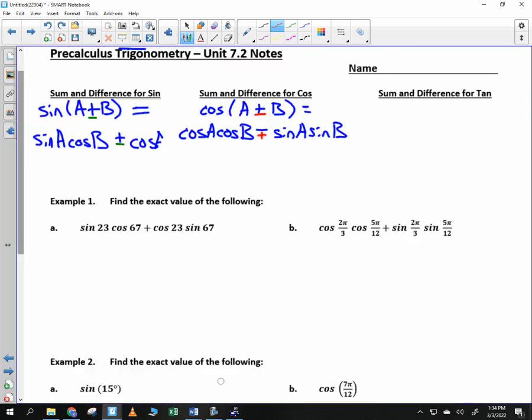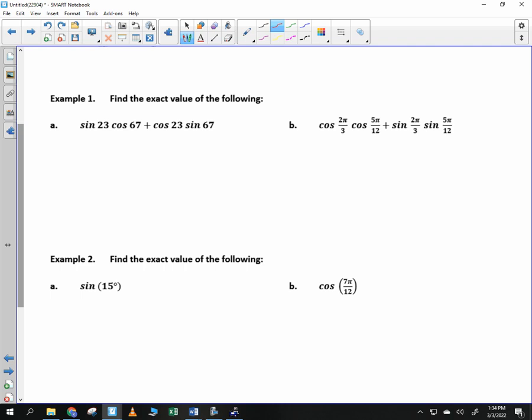So we come back to this piece, and we're going to try example 1. It says, find the exact value of the following. Exact value, meaning no estimation. Sine of 23 times the cosine of 67 plus the cosine of 23 sine of 67. Does that look familiar? Look at what Marissa has done. She says it looks like this formula: the sine of an angle times a cosine of another angle plus the cosine of the first angle times the sine of that other angle. And she says we just learned that that formula is equal to the sine of A plus B.